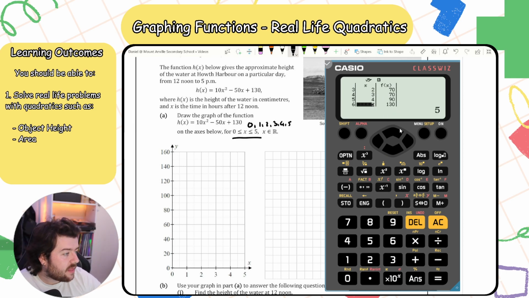So let's plot these points. When x is 0, the water is equal to 130. After 1 hour, the water is 90. After 2 hours, the water is 70. 3 hours, the water is 70. After 4 hours, the water is 90, I believe. And then after 5 hours, the water is at 130. So here is the graph.